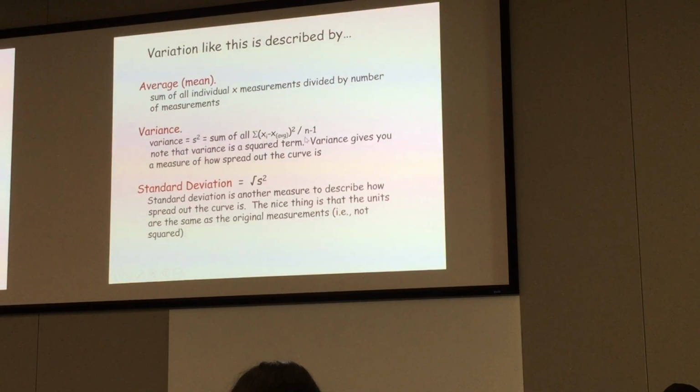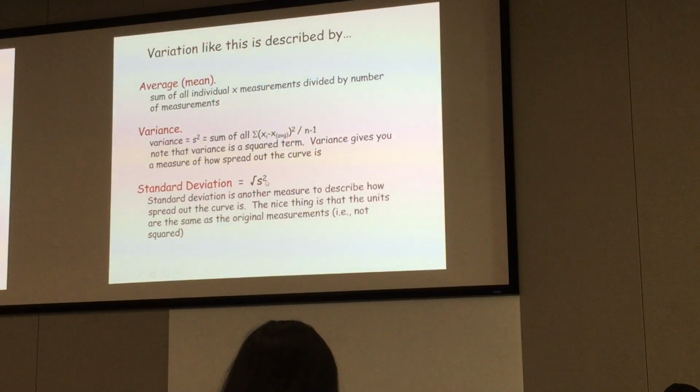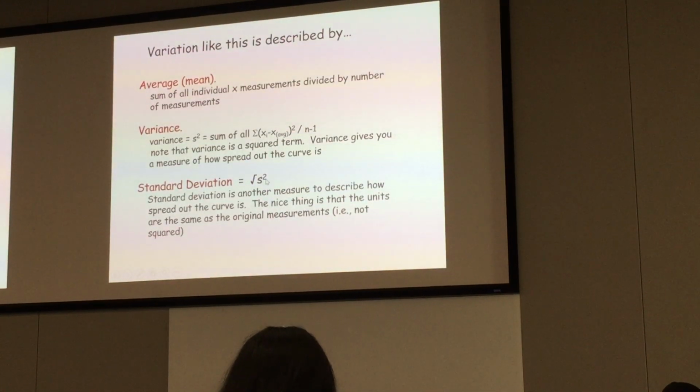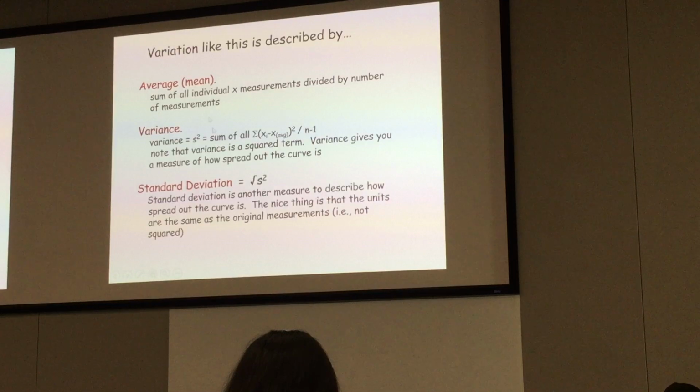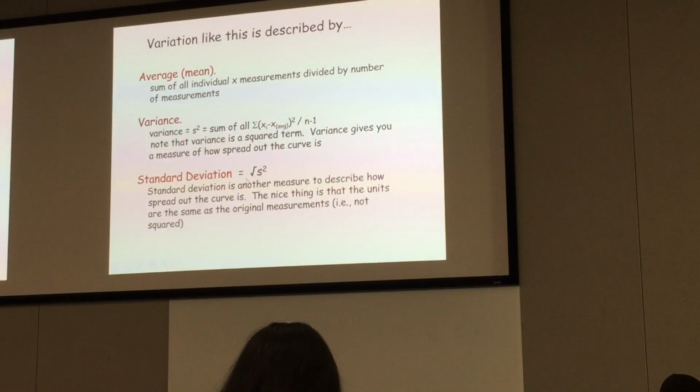But what you get is some mathematical measure of whether the curve is really tight or whether the curve is really far apart. And the other thing that the book describes is standard deviation, and that gives you another measure of whether the curve is very narrow or the curve is very wide. The phenotypes vary a lot or they don't vary a lot. And the nice thing about standard deviation is that the units are the same.